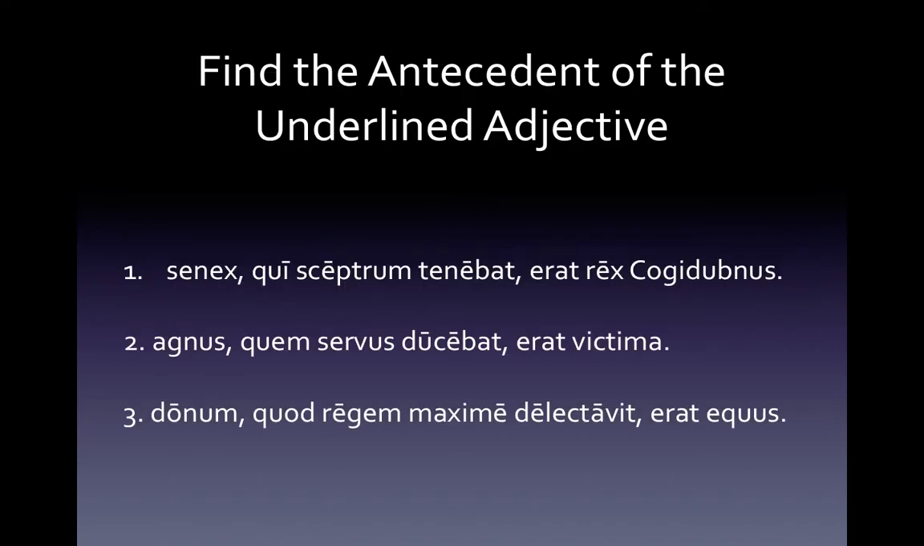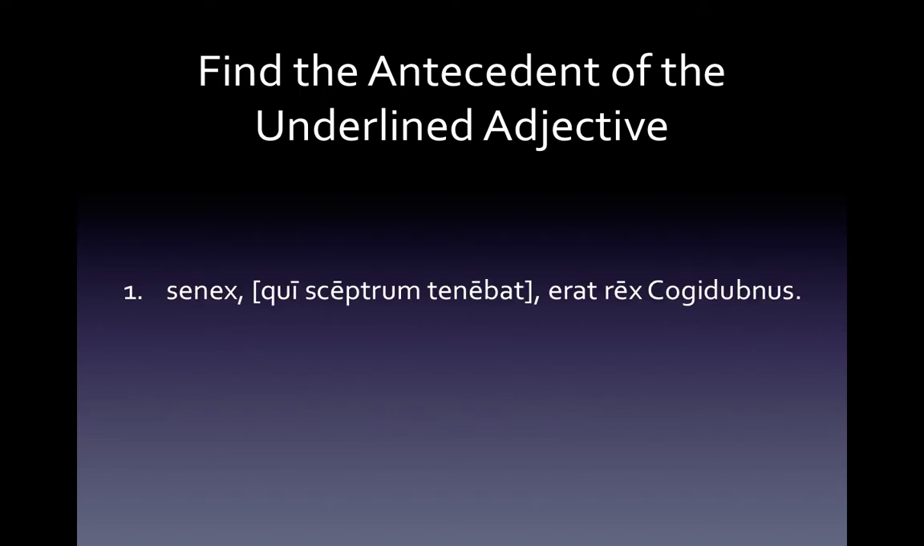Pause the video quickly and copy down these three sentences. All right, and now go back and put the brackets around the relative clauses. Remember, one of our rules was the relative pronoun begins the relative clause, the verb ends the clause. So for the first one, you should have the relative clause bracketed out as qui sceptrum tenebat. And so now that we have that isolated, we can see that our main sentence is senex erat rex Cogidubinus. Qui sceptrum tenebat is our relative clause.